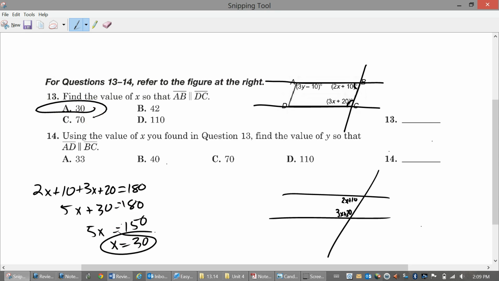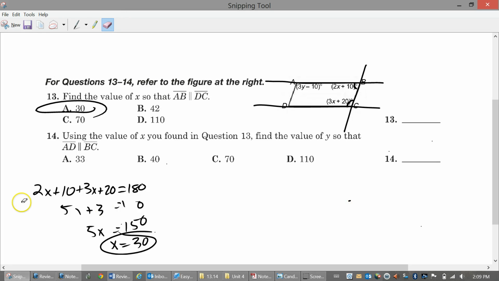The second question is actually kind of difficult because first you have to get number 13 correct in order to do 14. There's an extra step, one we hadn't done before, but which is fine. It's just kind of an extension of what we previously talked about. So now we're using the value of X you found in 13 to find the value of Y. So if I delete that, because that's no longer going to be our transversal.